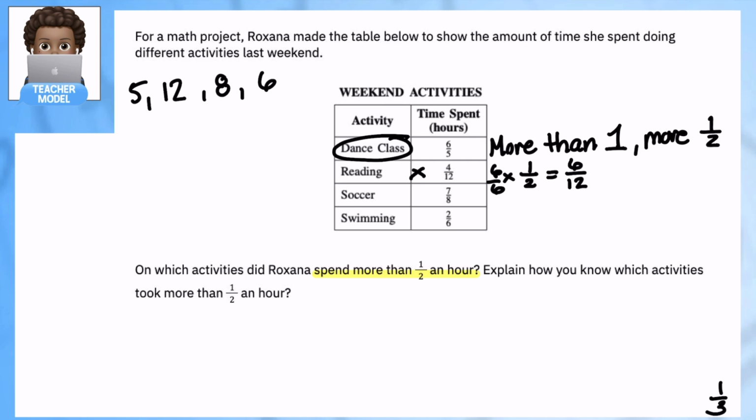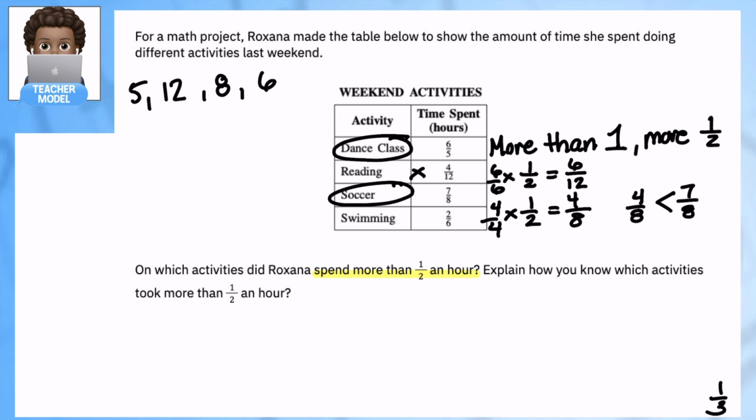I could do the same thing with 7 8s. Here's 1/2. And I'm thinking, how do I get it to 8? I'm going to multiply by 4 over 4. So that's 4 eighths. 4 eighths is half. And I have 7 eighths, so that is more than 1/2. So 4 eighths is absolutely less than 7 eighths. So, yep, got a second one.